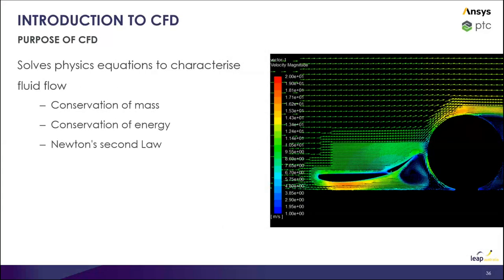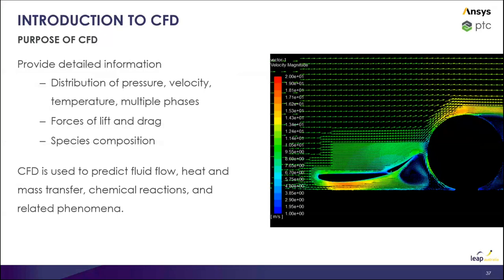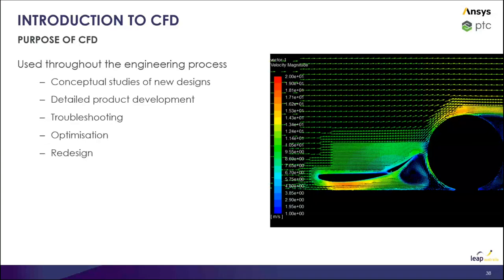What are we actually doing? We're solving these characteristic equations, things like conservation of mass, energy, and Newton's second law equations as well. So we're solving physics-based simulations with the idea of understanding detailed information about a specific situation, looking at things like pressure, velocity, and phase distribution, meaning the multiple different phases within our system. That'll give us information about things like forces, lift and drag, and it can allow us to predict certain conditions, which allows us to then go away and improve the actual component.